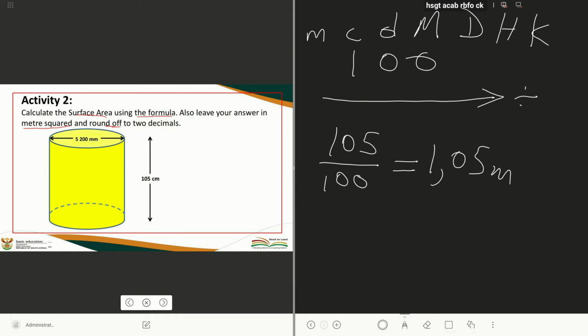Here we've got 1.05. This one we've got 5.2. Same units? Yes, same units in meters and also in meters. That's the most important thing that we needed to achieve.